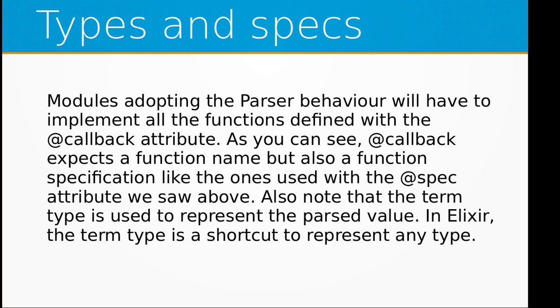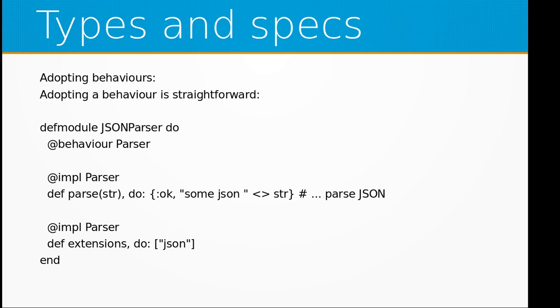As you can see, callback expects a function name but also a function specification like the ones used with the @spec attribute we saw above. Also note that the term type is used to represent the parsed value. In Elixir, the term type is a shortcut to represent any type. Adopting a behavior is straightforward. You need to define a module and you can define a behavior, let's say Parser, and you can implement the parse function and the extensions function.